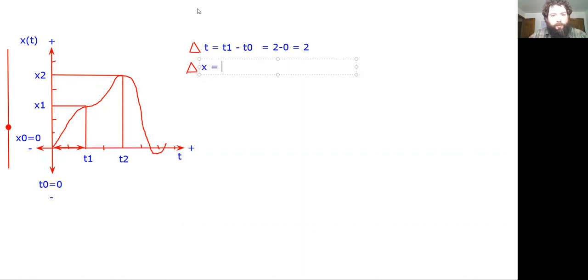And we'll do this distance here. So that's going to be x1 minus x0. And so that's 3 there, and that's 0. So 3 minus 0 equals 3. And so each one of these is meters, and that's going to be seconds for time.